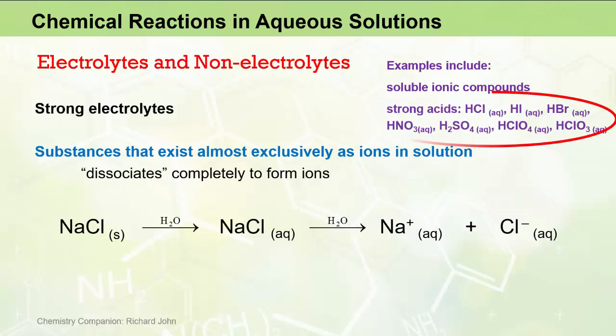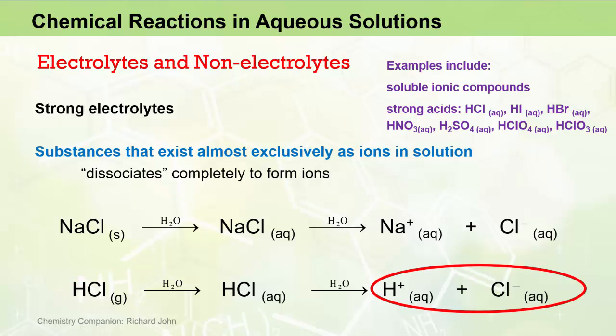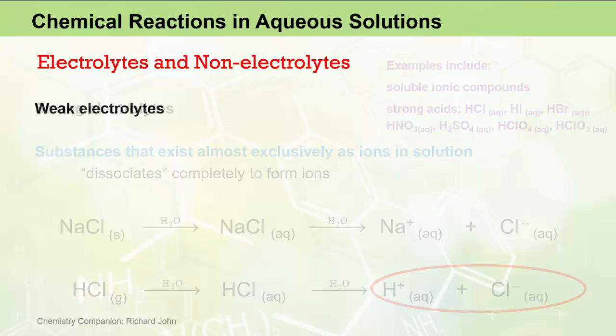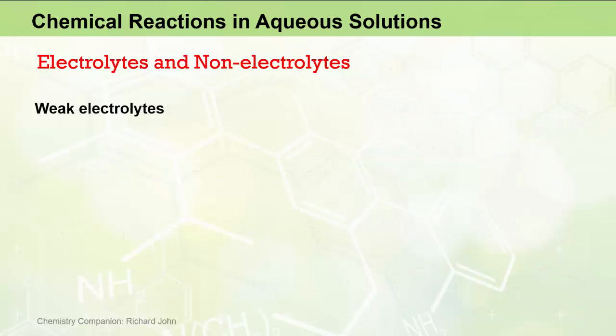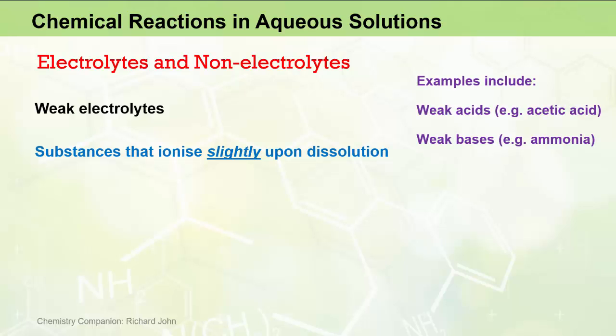Other important examples include the 7 strong acids listed here, including HCl, which is best represented as separate H+ ions and separate Cl- ions when dissolved in water. These examples are quite different to weak electrolytes, which are substances that ionize only slightly upon being dissolved in water. And examples here include weak acids, such as acetic acid, and weak bases, such as ammonia.